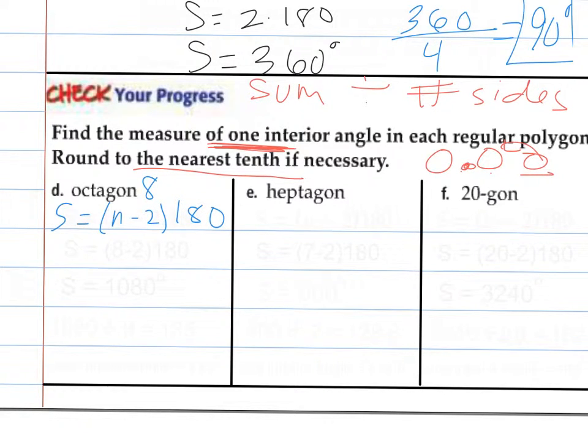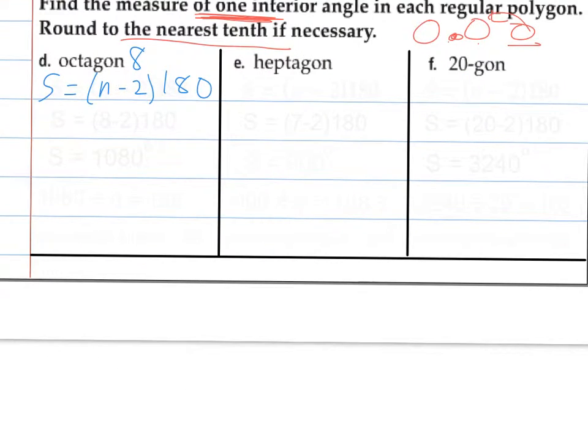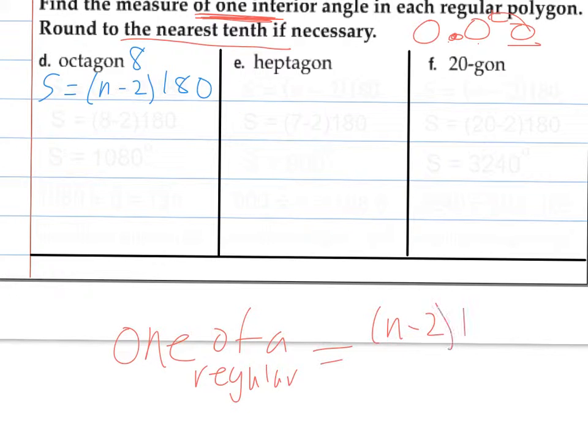So here's our formula. I actually write a new formula, so it's the sum, then I eventually divide. If you want to put in your notes, not the sum, but one interior angle of a regular polygon, the formula for that is the formula for the sum, and then all of that divided by n.